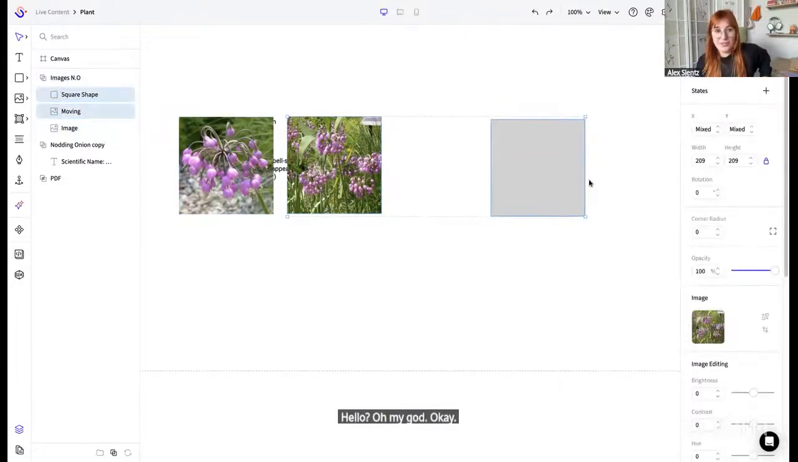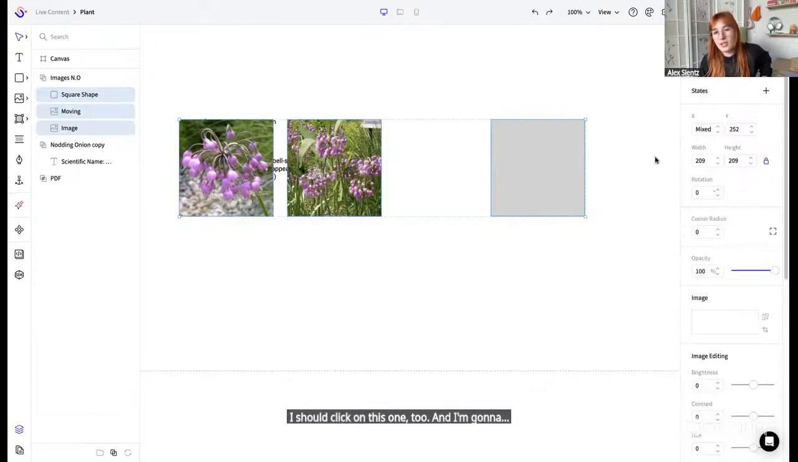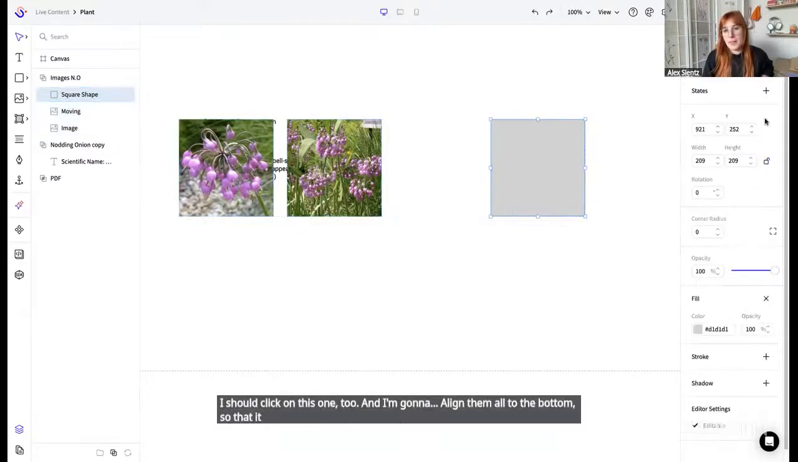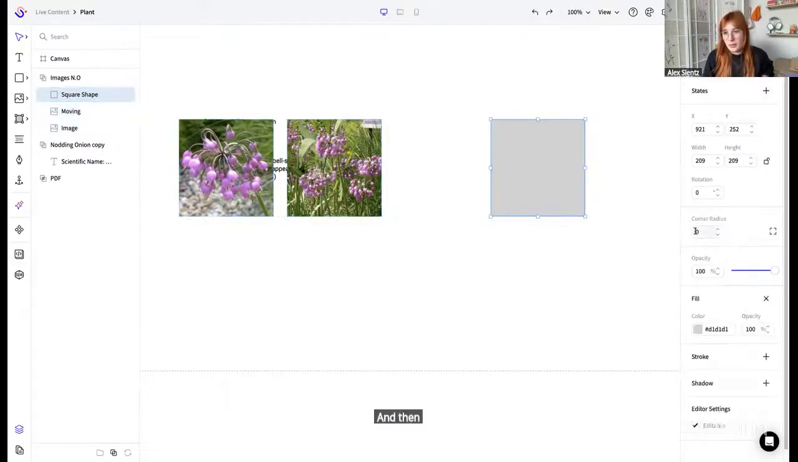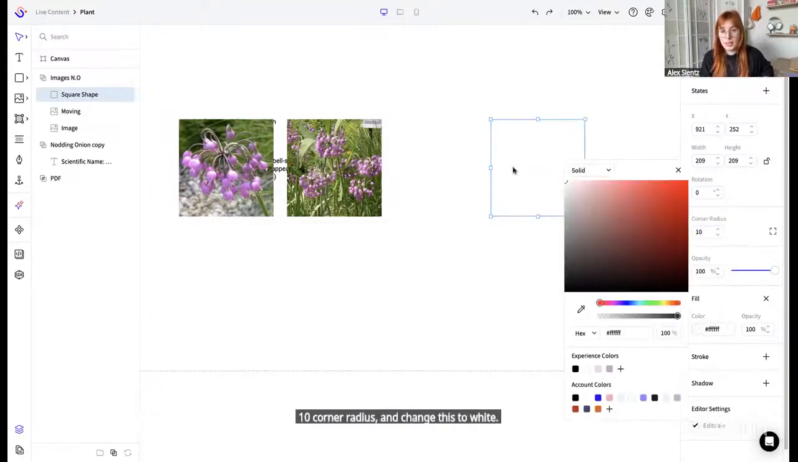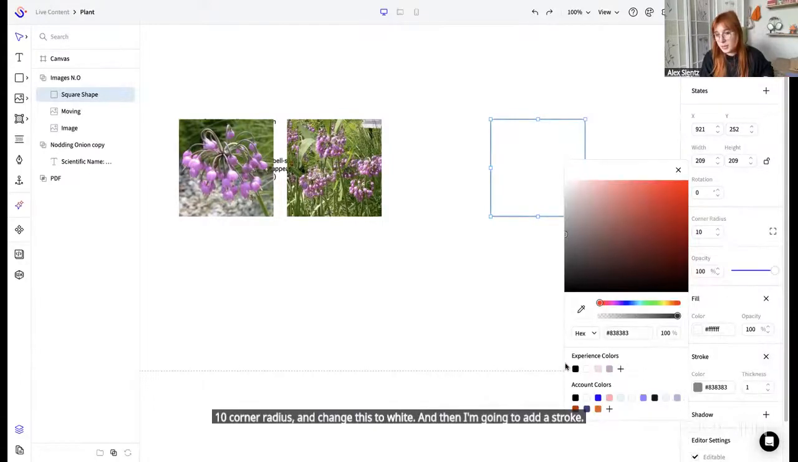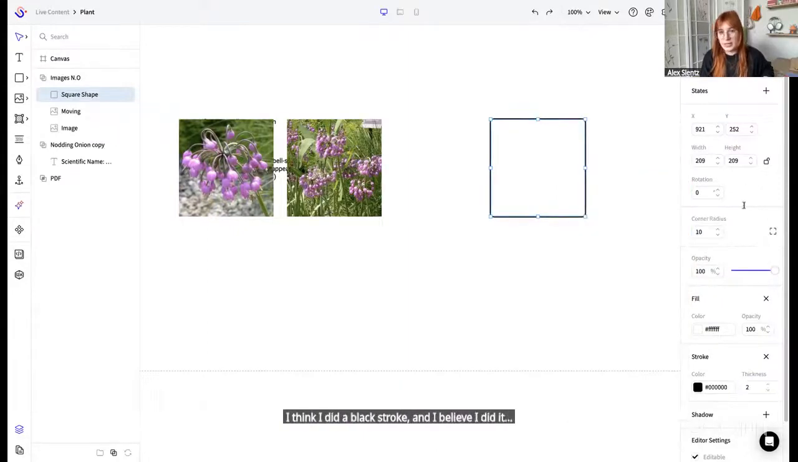I'm going to shift-click on the moving one. I should click on this one too. And I'm going to align them all to the bottom so that it looks like that. And then I believe I did a 5 corner radius. No, I did 10. 10 corner radius. I'm going to change this to white. And then I'm going to add a stroke. I think I did a black stroke and I believe I did it 2 thickness.